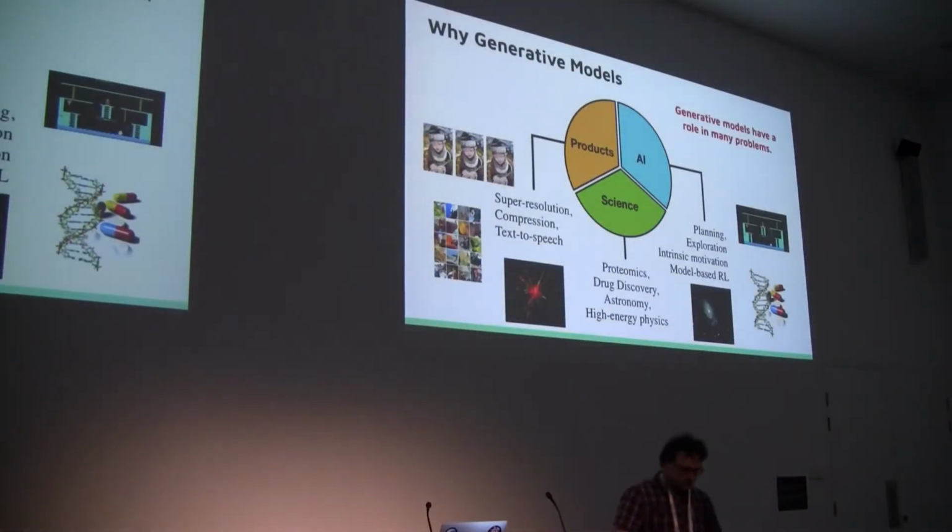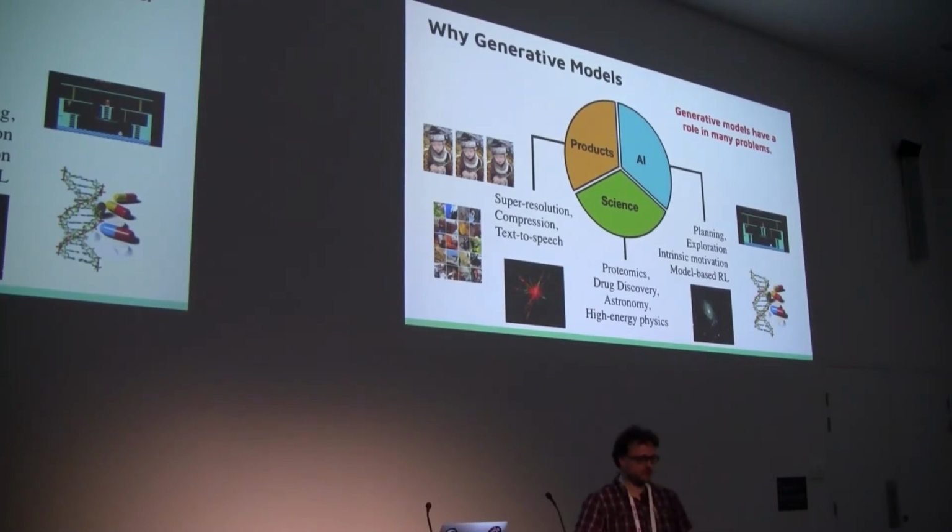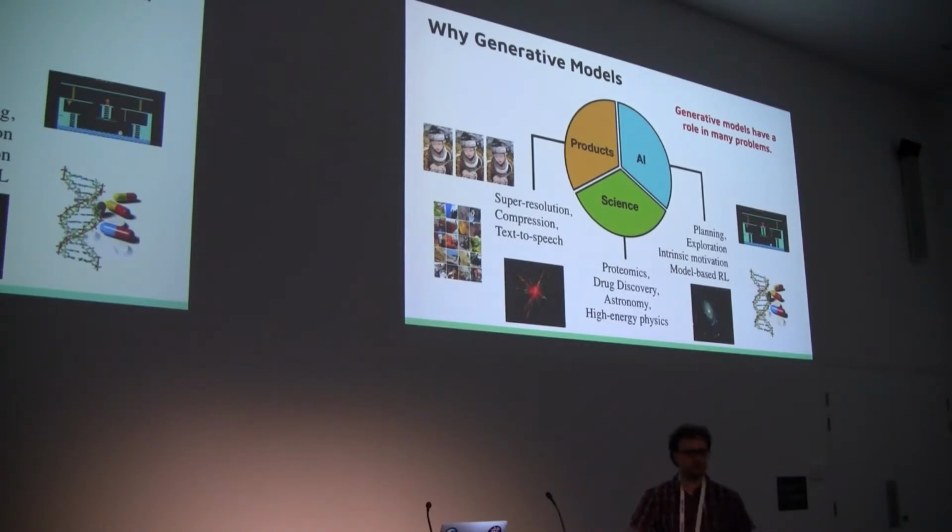So generative models are already widespread in many important areas, such as industry, building products. This is a cute example: super resolution. You can generate images, do compression, generate synthetic data to accelerate scientific experiments, or help predict new drugs, help design new experiments for particle physics, for drug discovery, etc.